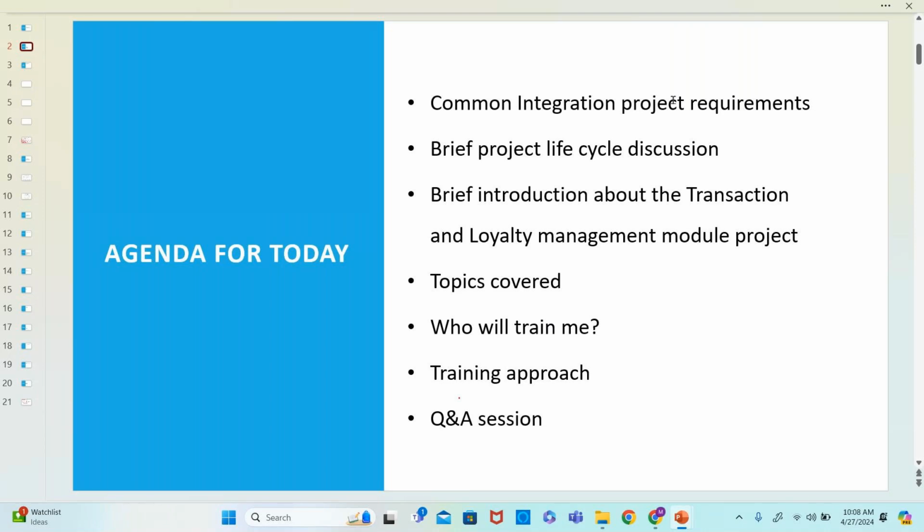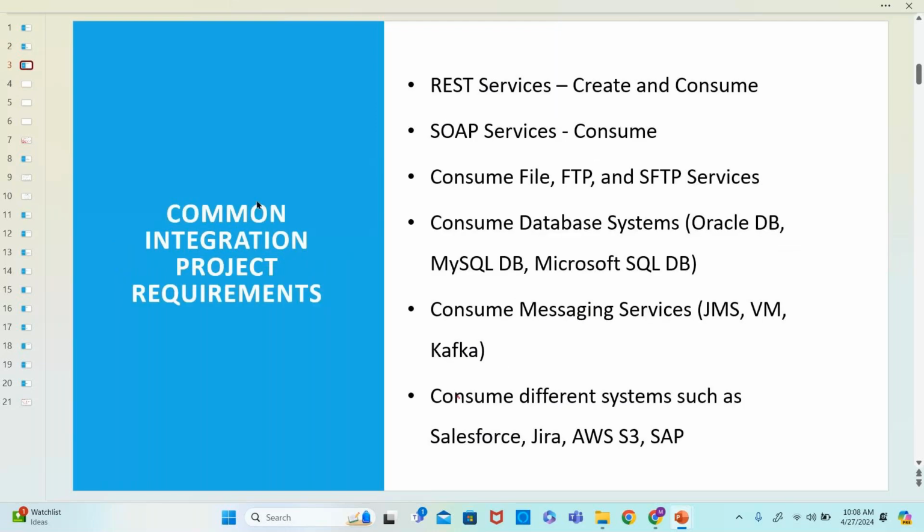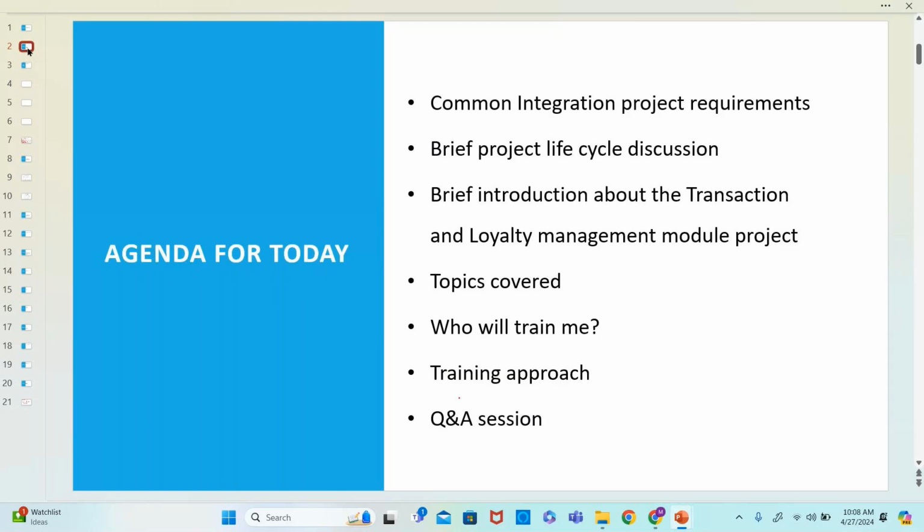For these common integration project requirements, 80% of the time the same requirements come in any project, even if you go to different types of projects. Very rarely the remaining 20% will change. If you are completely confident about that 80% of requirements, then you'll be able to execute it very easily. For that reason, we are going to discuss the common integration project requirements, especially in MuleSoft projects.